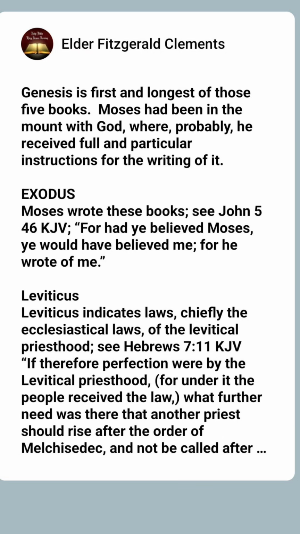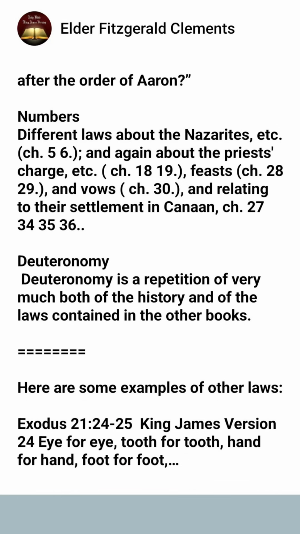The book of Numbers. Let's see what the book of Numbers says. The book of Numbers indicates different laws about the Nazarites. That is in chapters 5 and 6. And again about the priests, their charge, in chapters 18 and 19. Numbers also talk about the feasts, which are in chapters 28 and 29, and also the vows, which are in chapter 30. And relating to the settlement in Canaan, that's in chapter 27, and also read chapters 34, 35, and 36.